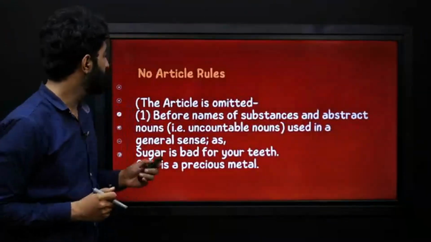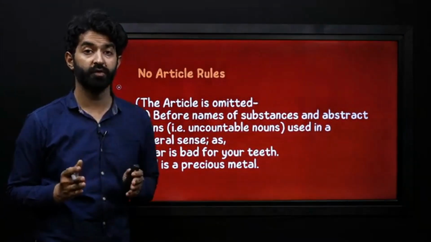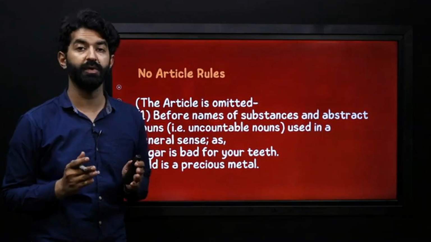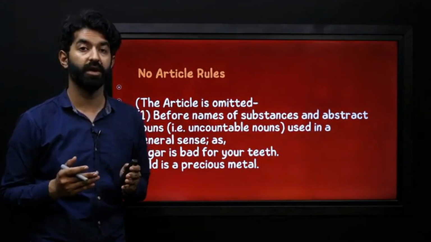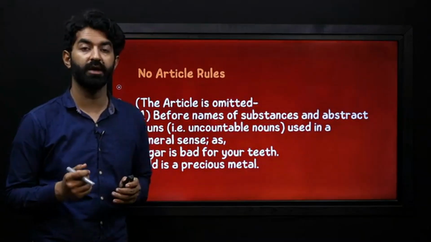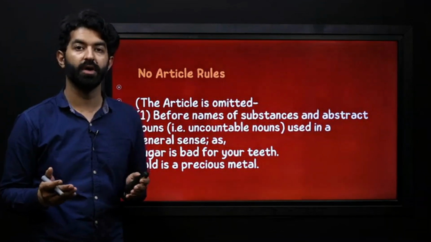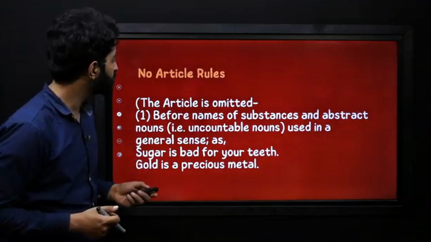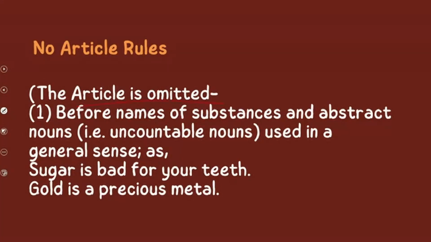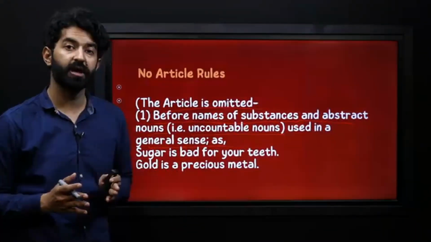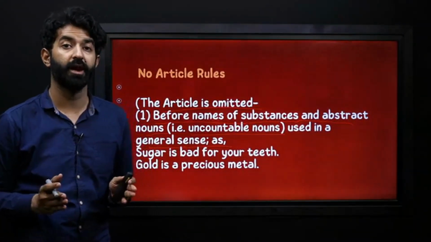Now my dear learners, let's talk about when we are not using any articles in our speech. While we are reading something, we can identify whether it's being used correctly or not, in our written and oral communication. So here we have some rules. The article is omitted when, number 1, it is before names of substances and abstract nouns. For example, some uncountable nouns used in a general sense, like sugar is bad for your teeth. You can see that we did not use any kind of article here.